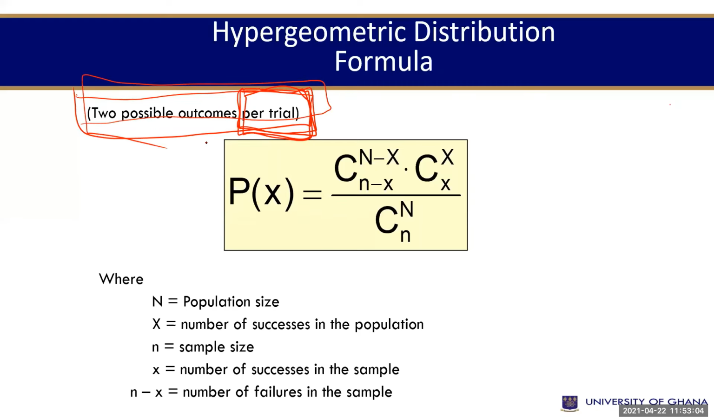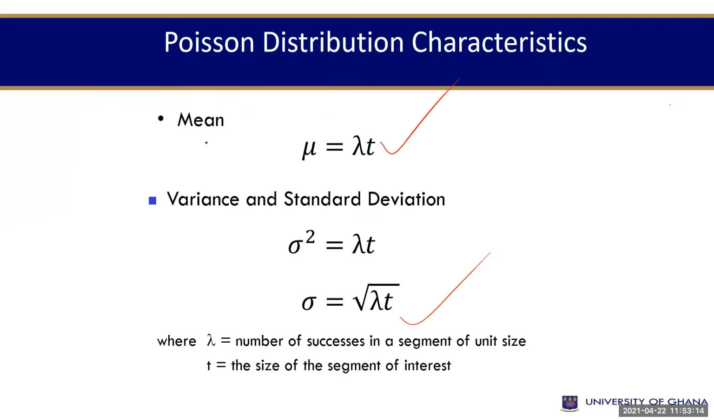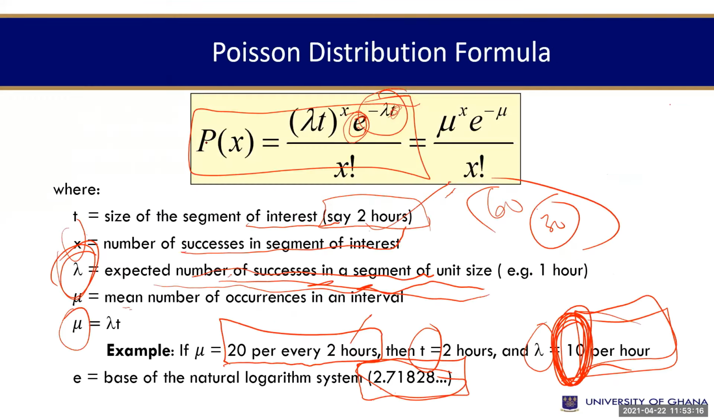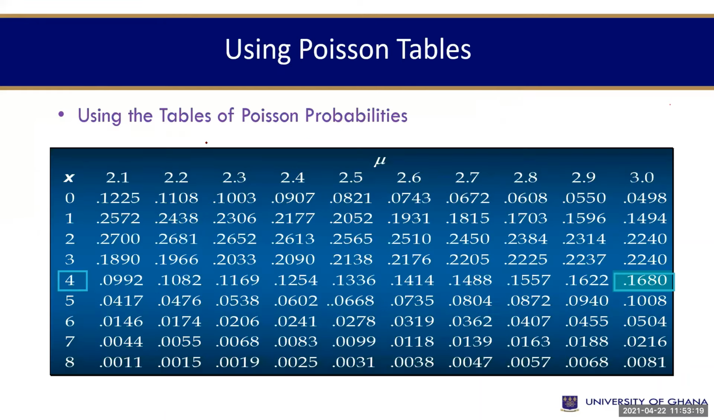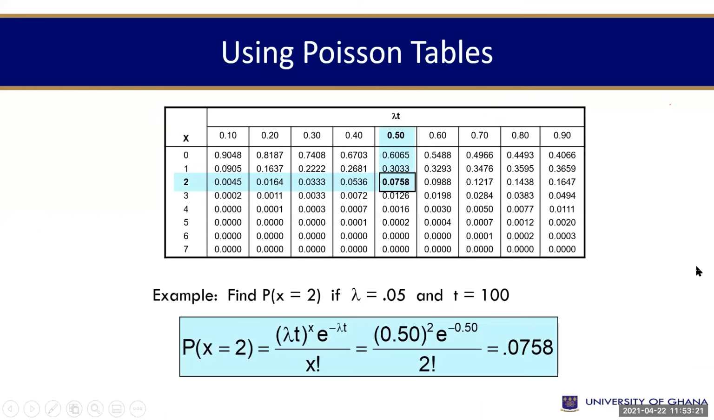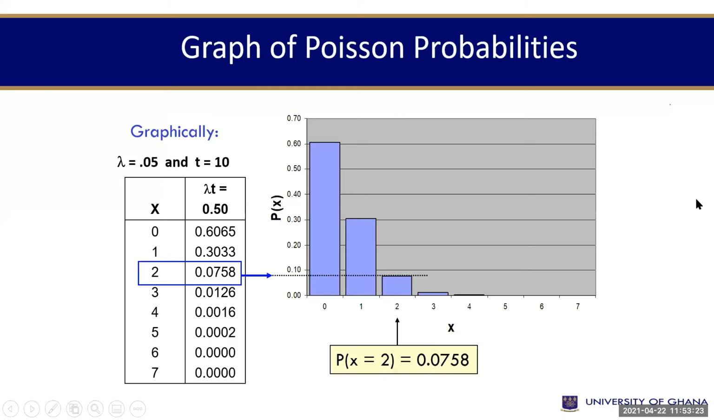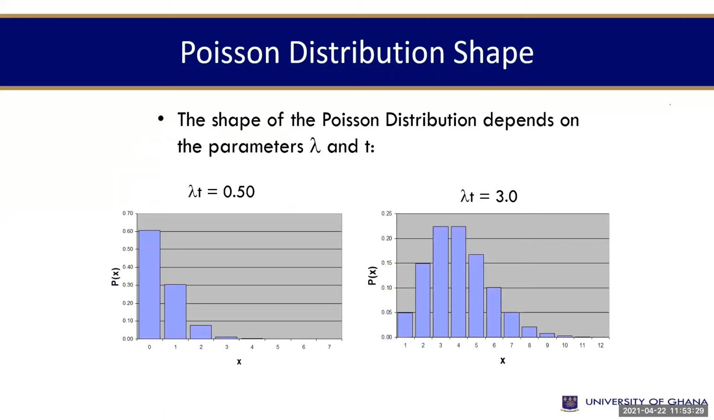So for hypergeometric, like I said, the main issue is that you're looking for 2 possible outcomes per trial. So if it is about 4, what's the probability that out of the 4, you have 2 defective bulbs. So in summary, these 3 distributions can be used at various intervals, but again, we want to look at the characteristics of these distributions and why they can be applicable based on the phenomenon that we want to measure.